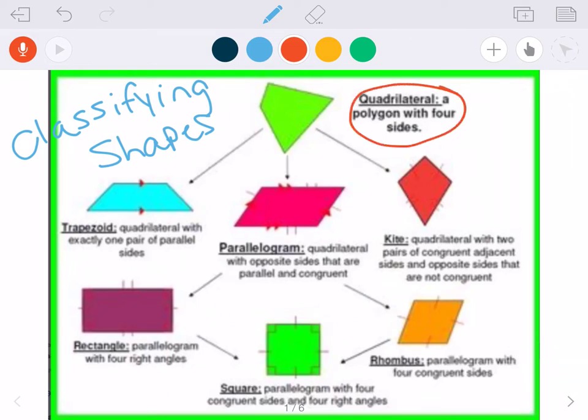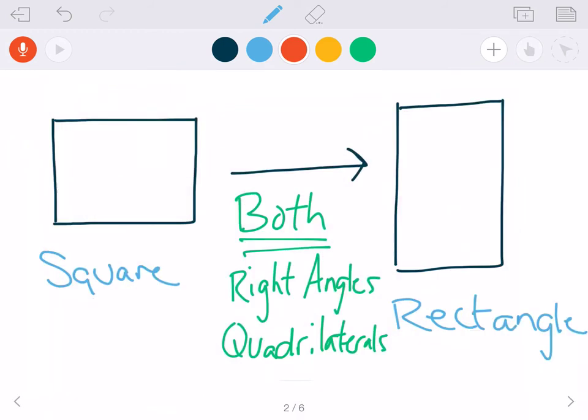The lesson we're going to do today is classifying shapes, and we're mainly going to be focusing on quadrilaterals, which, as we talked about in the last lesson, are four-sided shapes, but we're also going to touch on triangles, which means they're three-sided shapes.